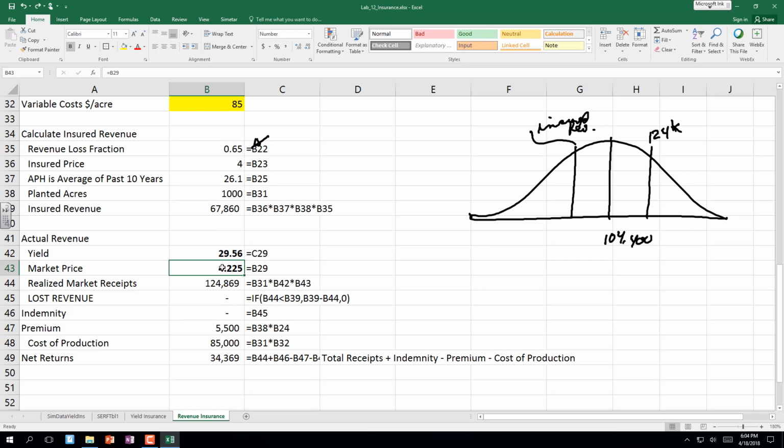Okay, now let's put in, say, $2. Well, we're going to indemnity. We're at 59,000 realized market receipts and 67,000 there. So the difference is about $8,000.